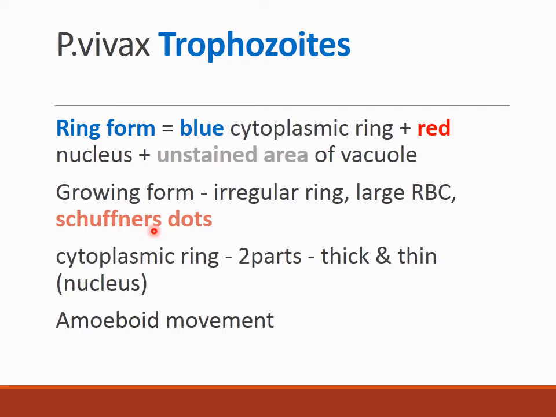Schüffner's dots are the brick red dots which are present within the RBCs. The cytoplasmic ring will have 2 parts, usually a thick region as well as a thin region, where the thin region of the cytoplasm will be connected to the nucleus, and these ring forms will also show amoeboid movement.